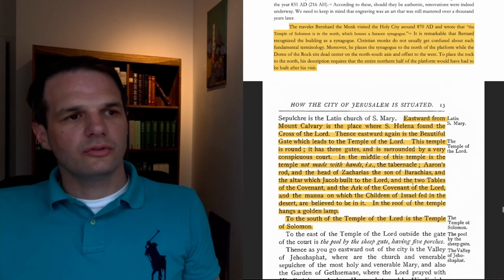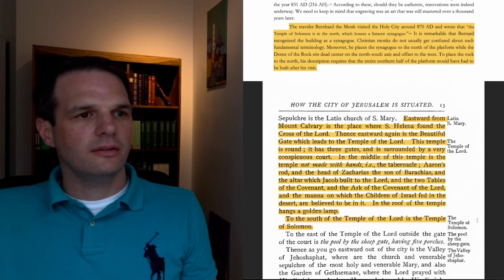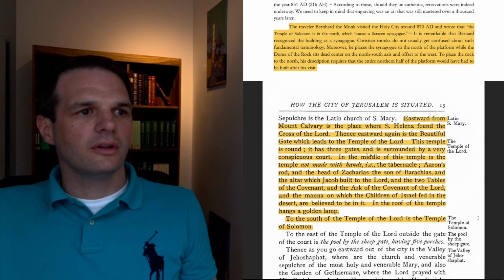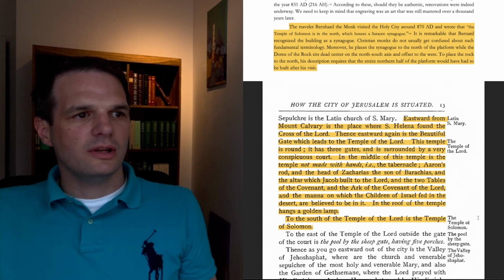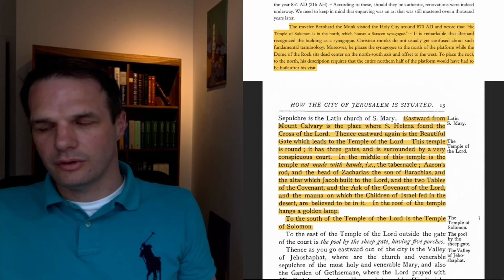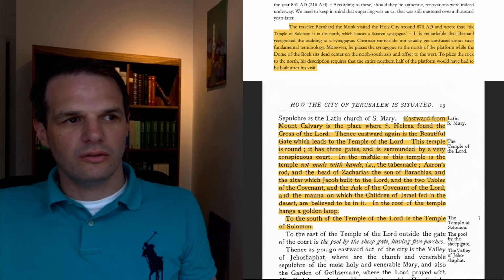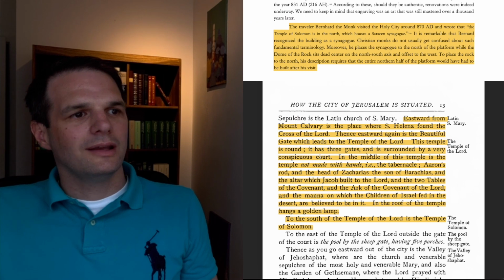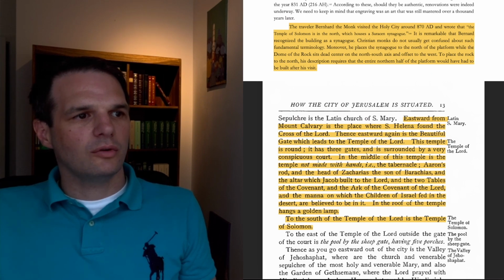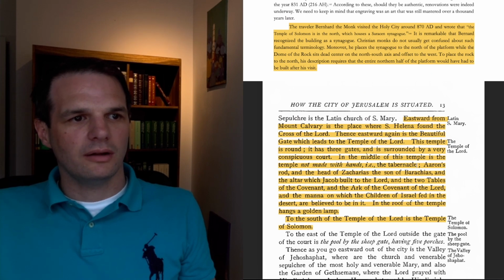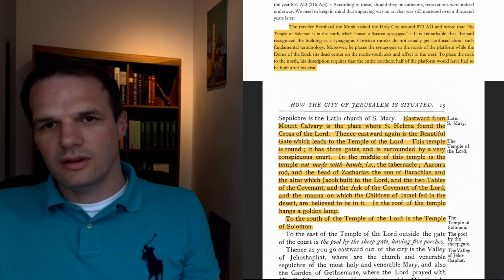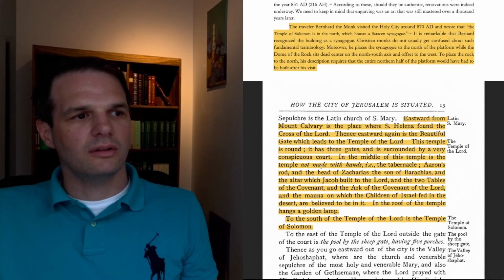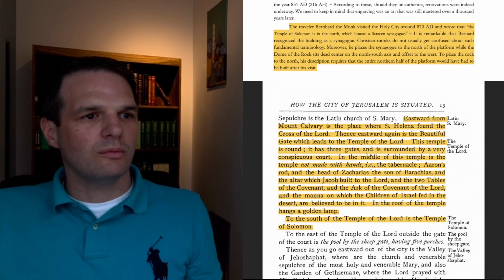So, if we just continue reading in Bernard's text, he writes, "Eastward from Mount Calvary is the place where Saint Helena found the cross of the Lord. Thence eastward again is the beautiful gate which leads to the temple of the Lord." The temple of the Lord. Remember that? That's how the Crusaders also called the Dome of the Rock. "This temple is round." Okay, it's round, interesting. "It has 3 gates and is surrounded by a very conspicuous court. In the middle of this temple is the temple not made with hands, i.e. the tabernacle." So this is the cave underneath the rock in the Dome of the Rock. That's called the temple not made with hands.